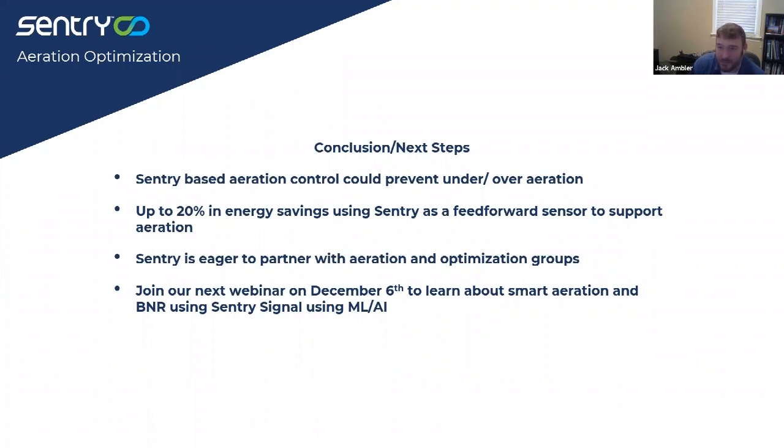Manaz, do you want to talk at all about some of the other plants that we've looked at in relation to this? Yeah, we have looked into 10 plus aeration data sets from recent clients, and we have seen that there are a lot of opportunities to optimize the aeration systems, and we are eager to work on them. We are in communication with these plants, so we believe that there are a lot of opportunities to use SENTRY sensors to support aeration controls.